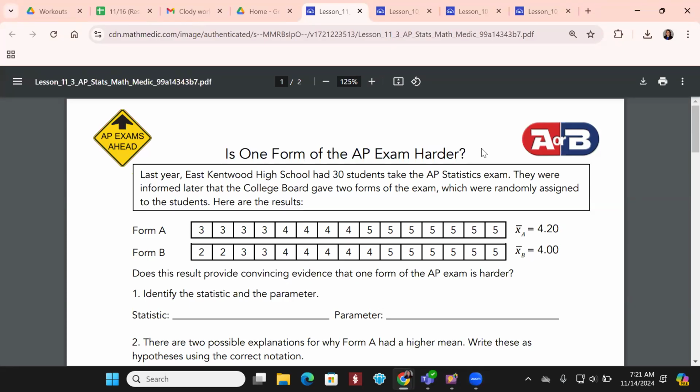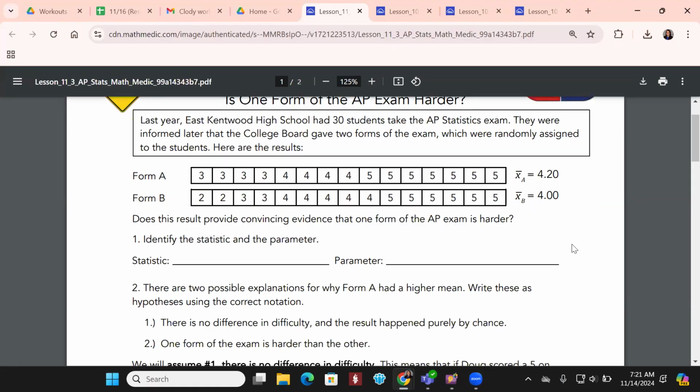Last year, East Kentwood High School had 30 students take the AP Stat exam. They were informed later that the College Board gave two forms of the exam. They do give more than one, by the way. Which were randomly assigned to the students? Here are the results. Do you see the difference? Does this result provide convincing evidence that one form of the AP exam is harder? So that's the question that we're trying to answer.